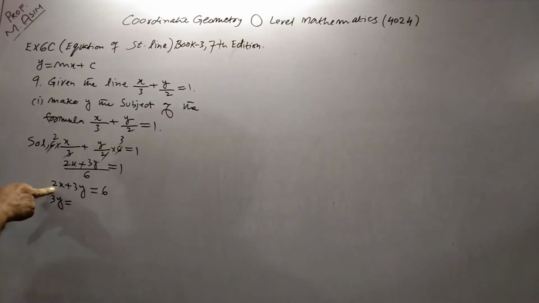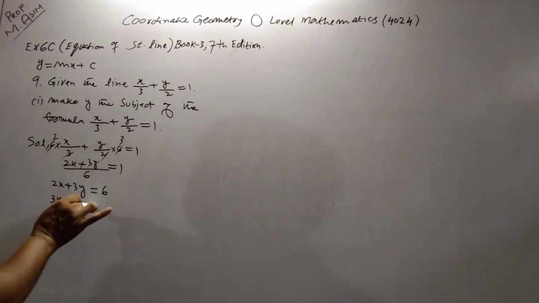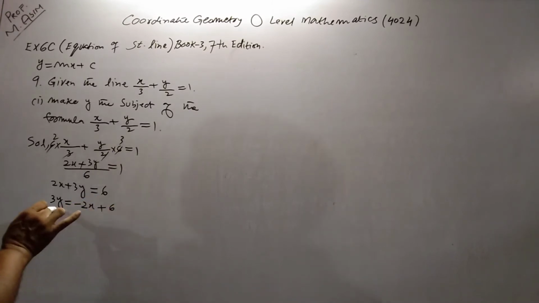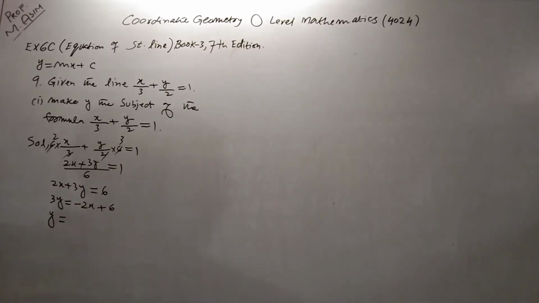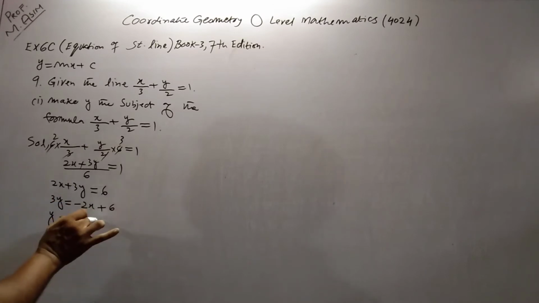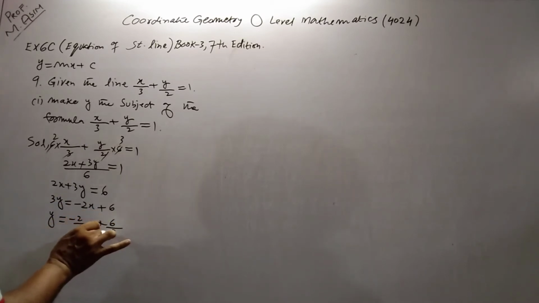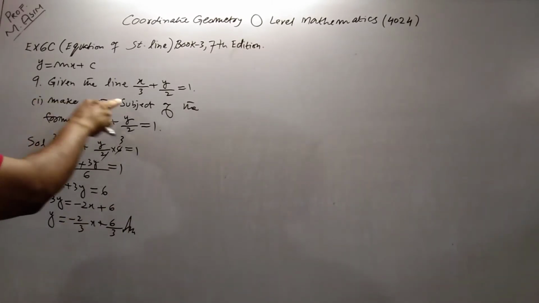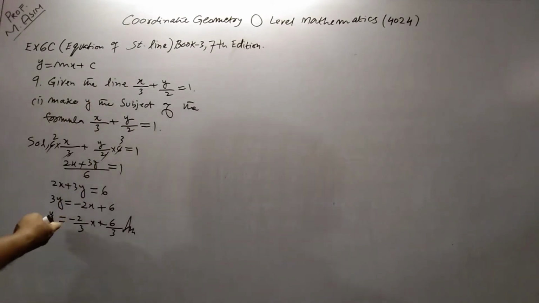3y is equal to, move this 2x on the other side. It will become minus 2x plus 6. Move this 3 on the other side. It should divide all the numbers. So this is minus 2 upon 3 x and this is plus 6 upon 3. Answer. The requirement has been fulfilled. What was the requirement? Make y the subject of the formula. Here y has been made the subject: minus 2 upon 3 x plus 6 upon 3.